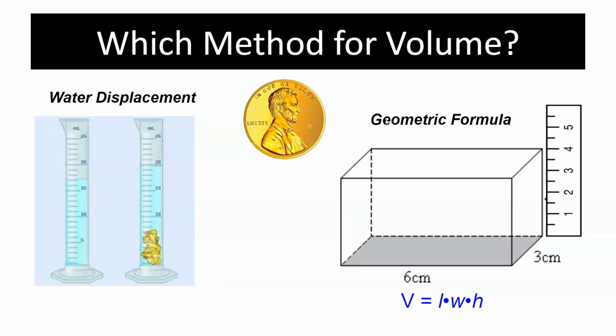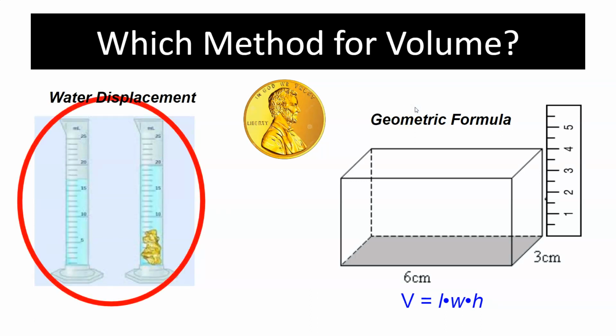What about a gold coin? That's right, you're going to use water displacement. So in Archimedes Lab, where you are going to be measuring the mass and the volume of gold coins that I made to see if it's real gold or fake gold, you are going to be using water displacement.